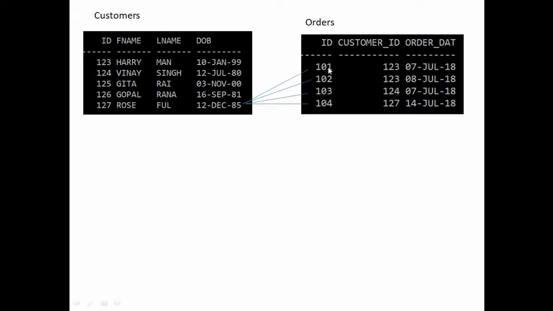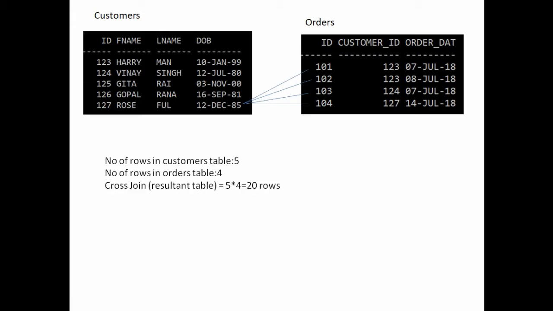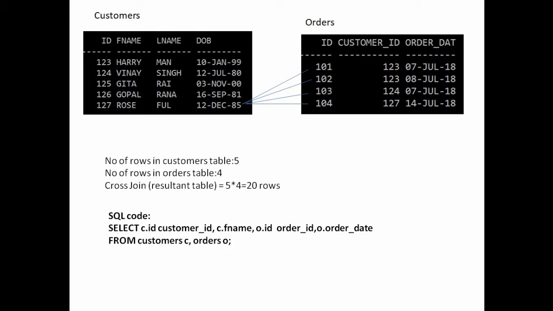Since there are 5 rows in the customers table and 4 rows in the orders table, the resulting table will have 20 rows. And now let's see the SQL query for this one. The code is: select, list out all the columns that you need in your resultant table, and then in a from clause we just need to list out the tables that we want to perform the cross join. Since in this case we are performing the cross join between customers and orders, in the from clause we are just listing out customers and orders.